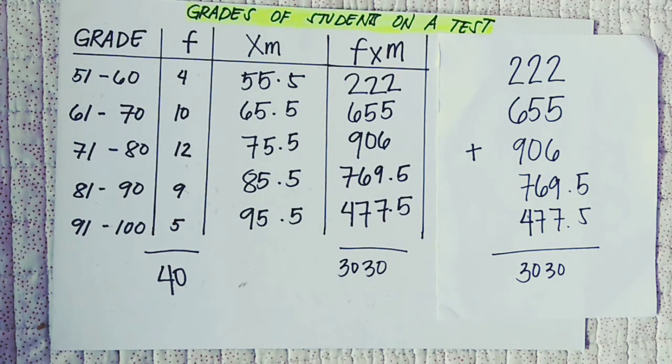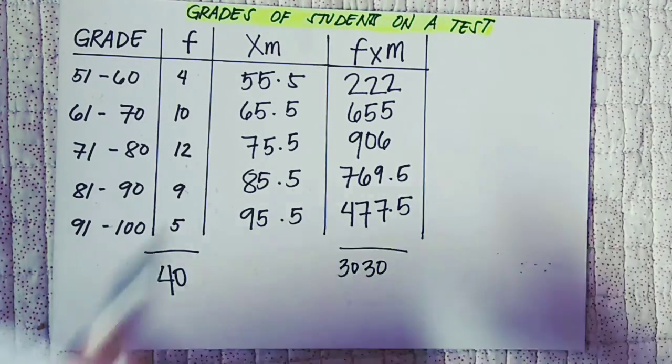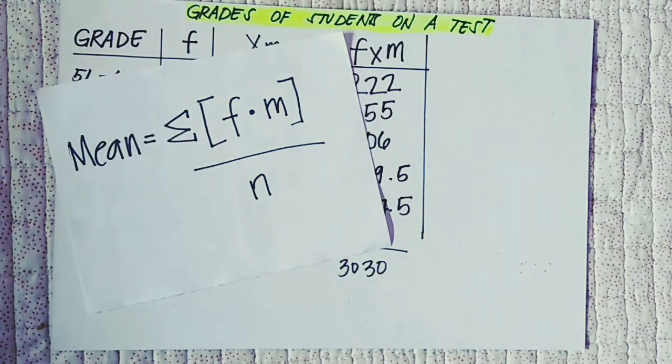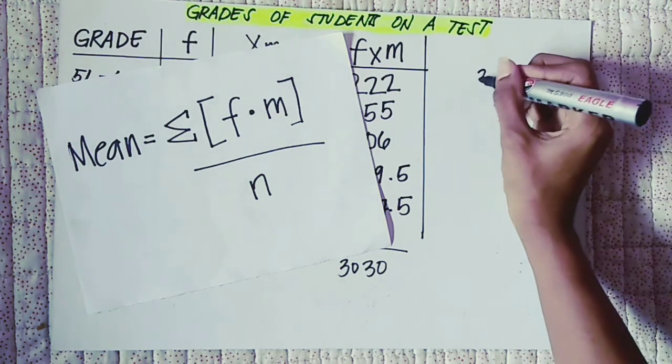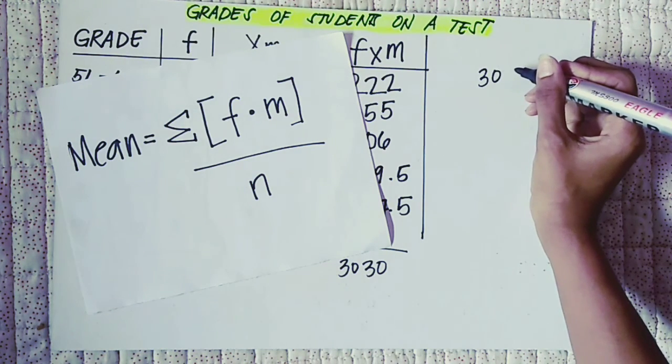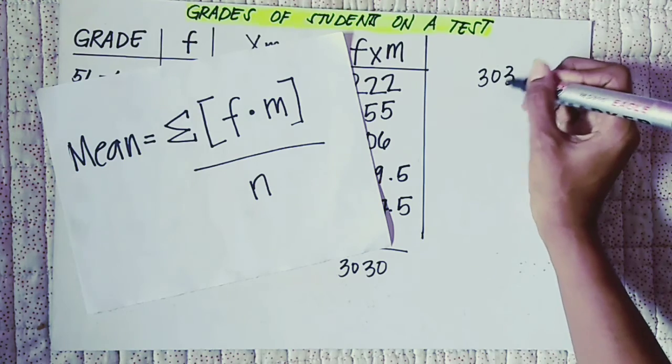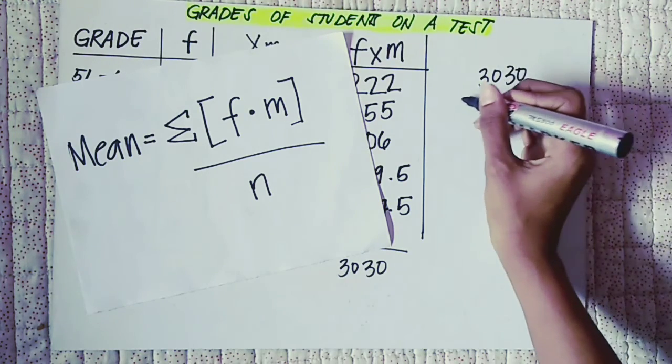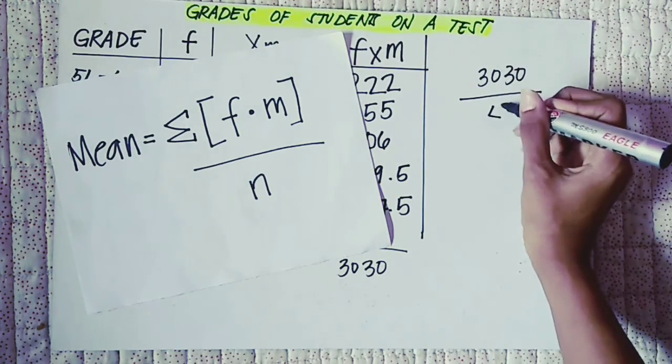Now, we proceed on calculating the mean. The mean is going to be the sum of the FXM values divided by the sum of the frequency values. We are going to use this formula. So it's gonna be 3030 divided by 40.